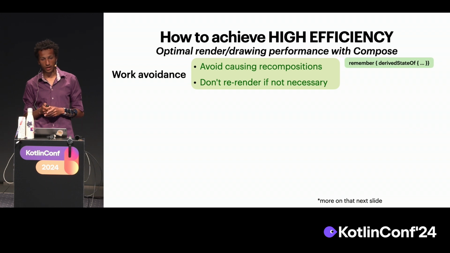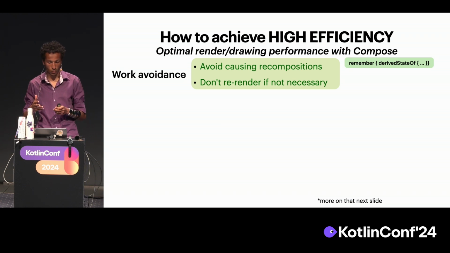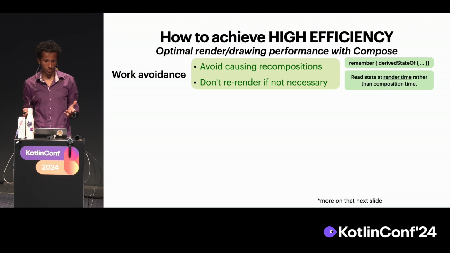What that means is that if you have a state that changes often, but you don't always need to redraw for all those state changes, narrow it down to something that will change less often, and for that you can use remember, derivedStateOf. It's useful for all Compose apps, and it can also be leveraged when you are drawing stuff with Compose. So yeah, don't do stuff that you don't need to do.